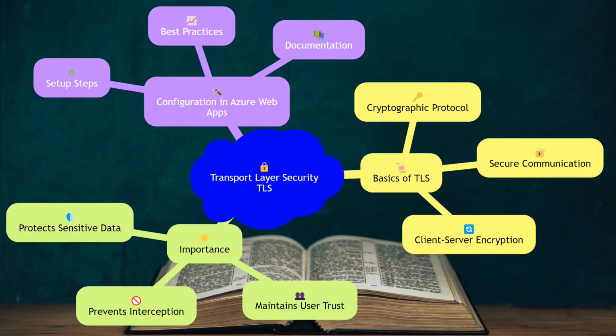Transport Layer Security, TLS, is a cryptographic protocol designed to provide secure communication over a computer network. It ensures that data sent between the client and server is encrypted and cannot be easily intercepted or tampered with. In Azure Web Apps, configuring TLS is essential for protecting sensitive data and maintaining user trust. This section will cover the basics of TLS, its importance, and how to configure it in your Azure Web App.